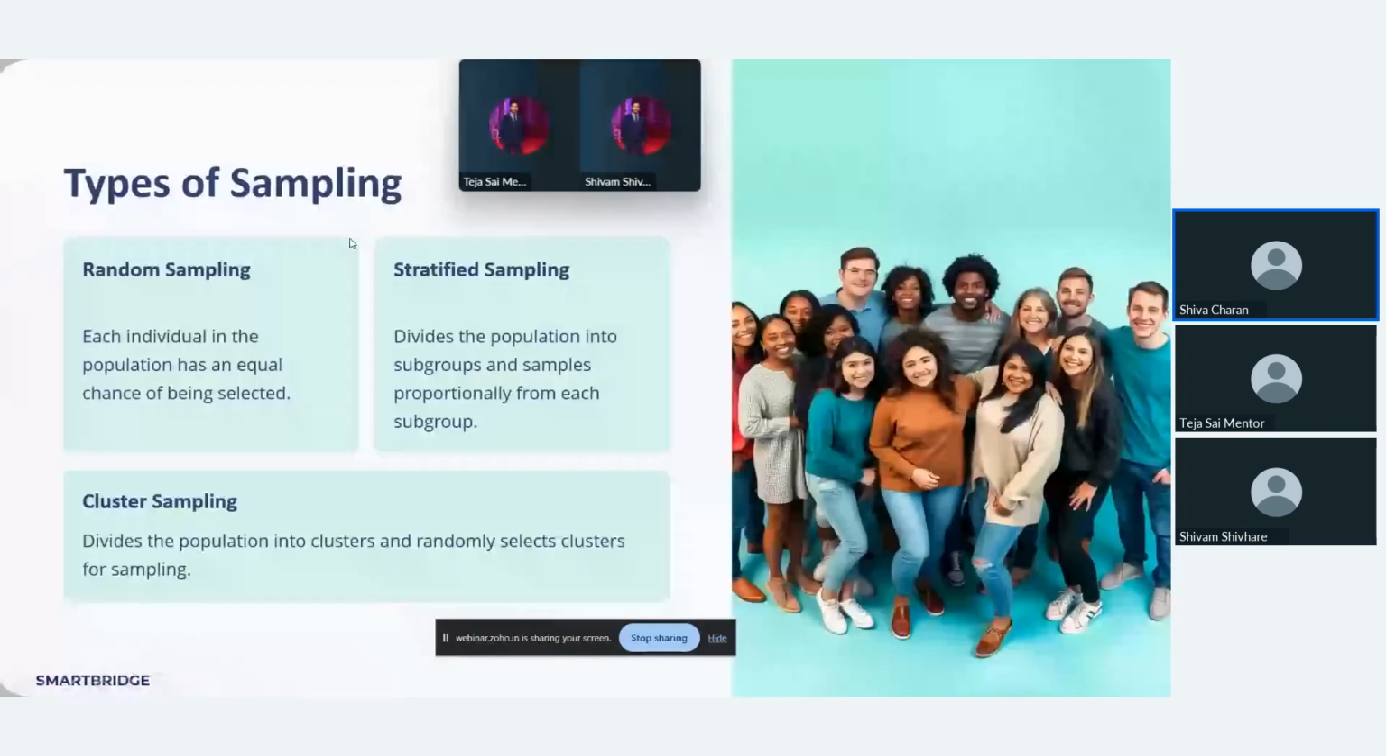Okay, and coming into sampling. In sampling, what are the types we are having? Random sampling, stratified sampling, clustered sampling, and another type called systematic sampling. Let me just write that.